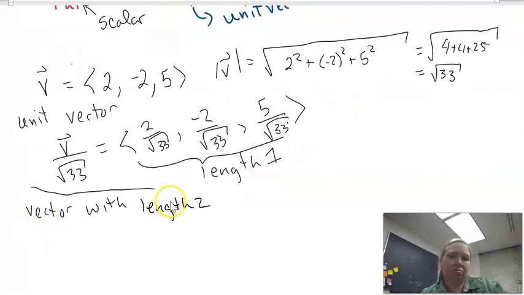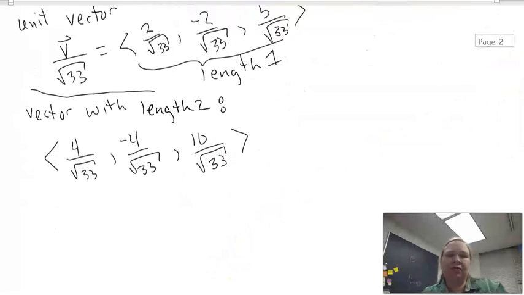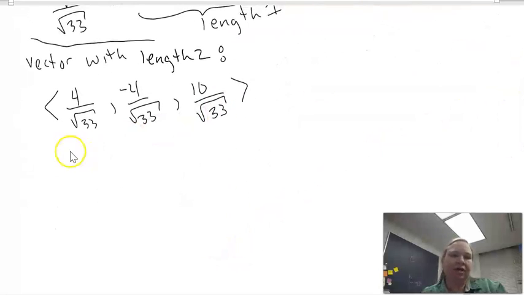So I would get 4 over square root of 33, and -4 over square root of 33, and 10 over square root of 33. Okay, now that looks almost too easy. So I'm just going to check my answer and make sure that that really works the way that it's supposed to. So I'm going to check by finding the length of this vector.